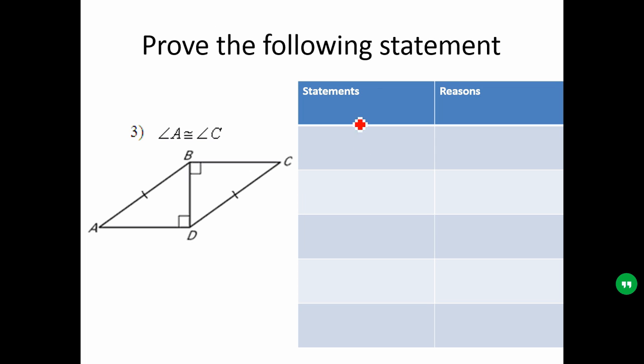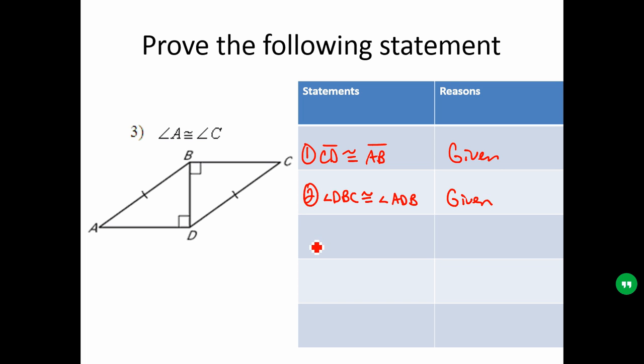All right, we'll do this last one here. Here we are given a couple pieces of information. The first one is that CD is congruent to AB, and that's given to us. We also know that angle DBC is congruent to angle ADB, and that's given to us as well. Now they share side BD, so we can state that BD is congruent to BD, and since they share the side, that would be a reflexive property.